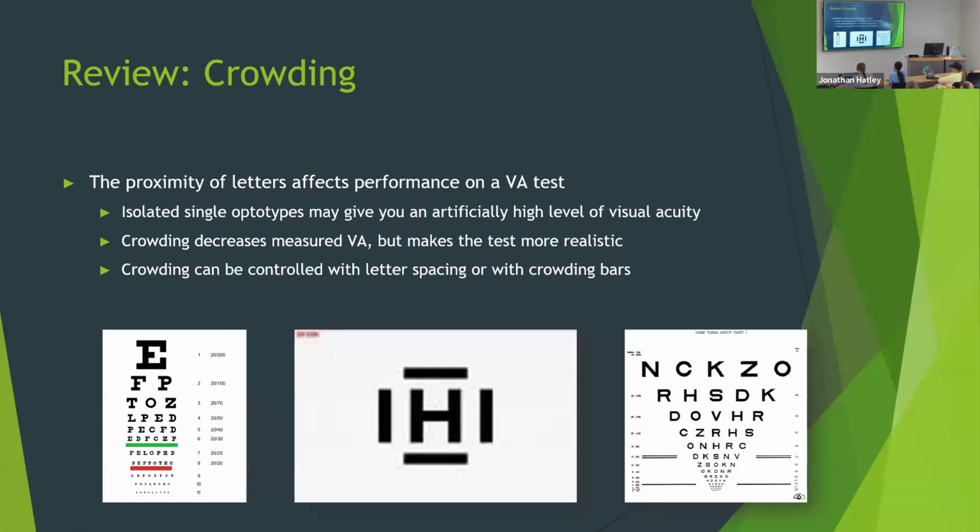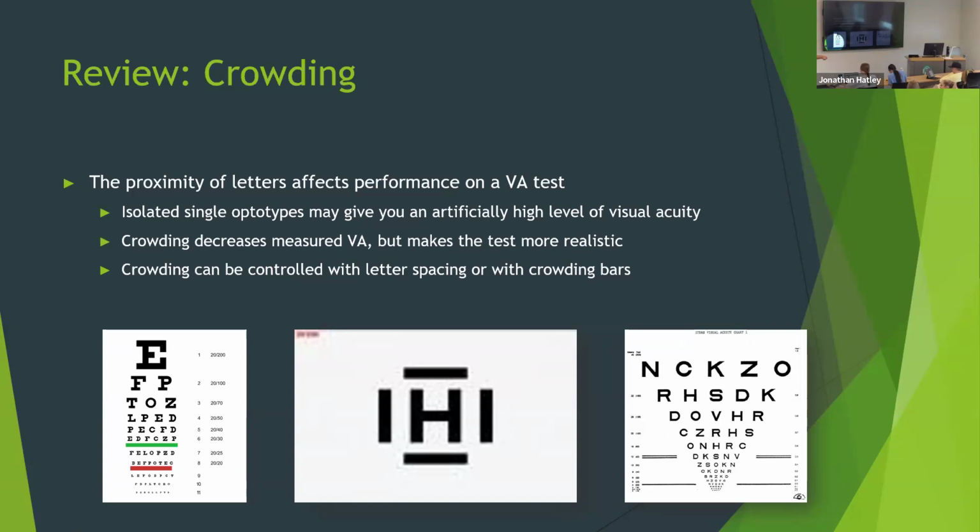What this represents is some unequal spacing. And as you already know, for certain amblyopes, if you show them isolated letters with no crowding bars or no other letters around it, then they'll typically have a better visual acuity. But this isn't necessarily representative of their true visual acuity. So we always recommend that you use crowding bars if you suspect that your patient is an amblyope.